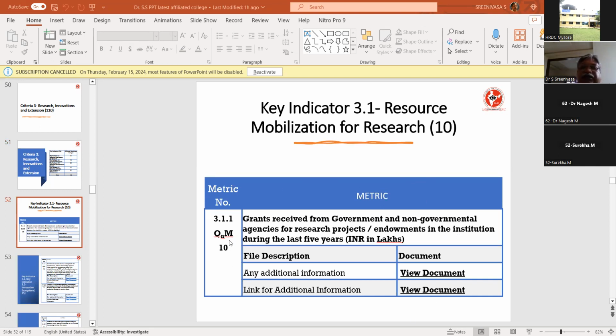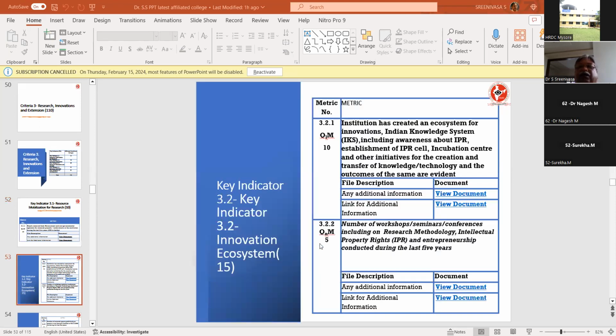See, now we'll come to the metric. This is a quantitative metric. Grants received from government and non-government agencies. Earlier we had government and non-government separately. Here now in the reduced metrics, the 57 metrics manual, we included both the government and non-government grants. Here, how many project grants are received, that data has to be provided. This is a quantitative metric. If you say that you got 10 projects, what is the amount of money you got, all those things have to be documented.